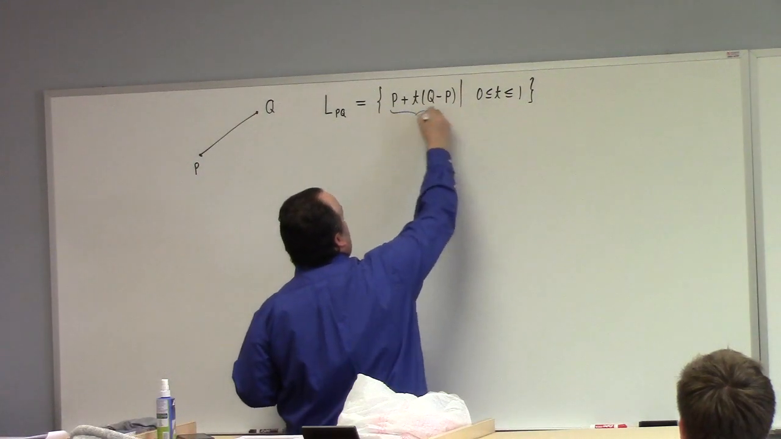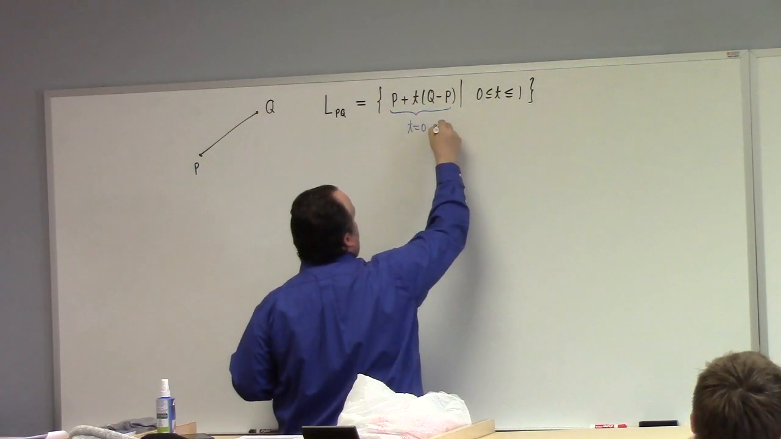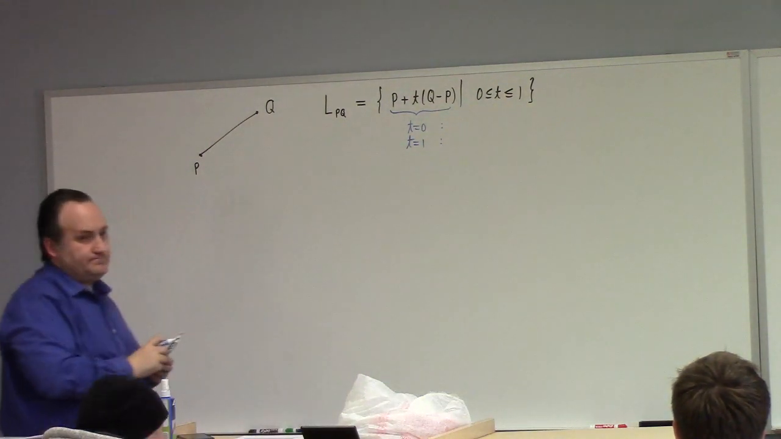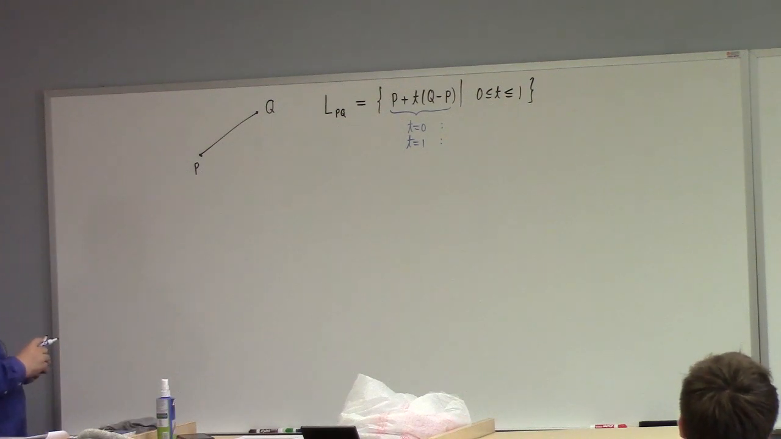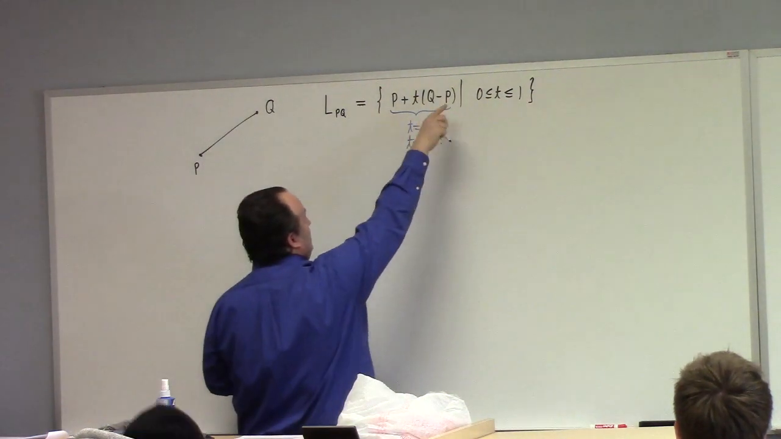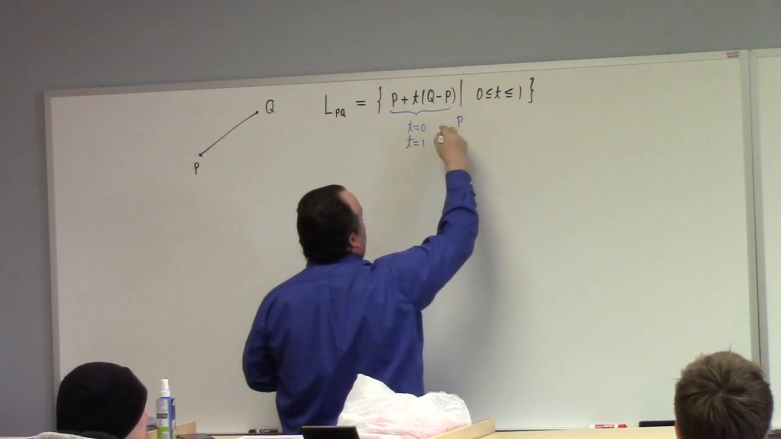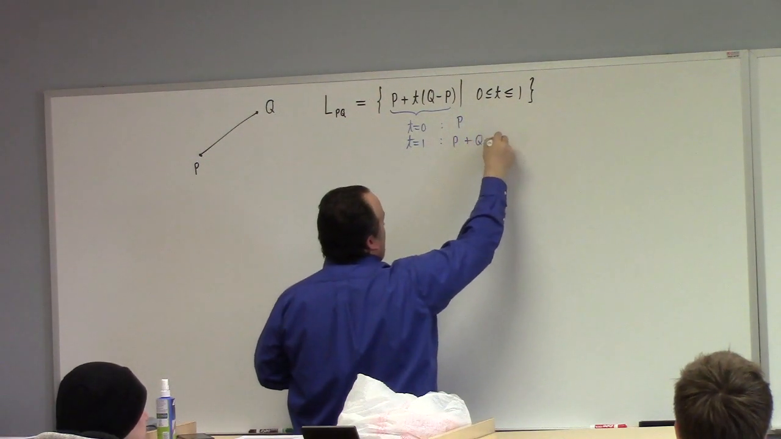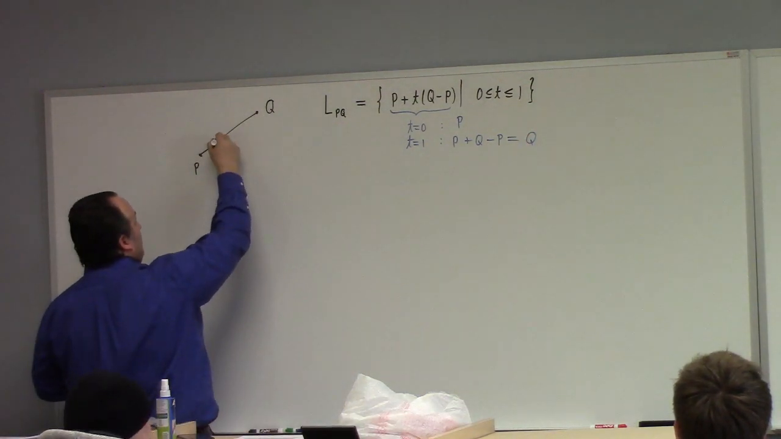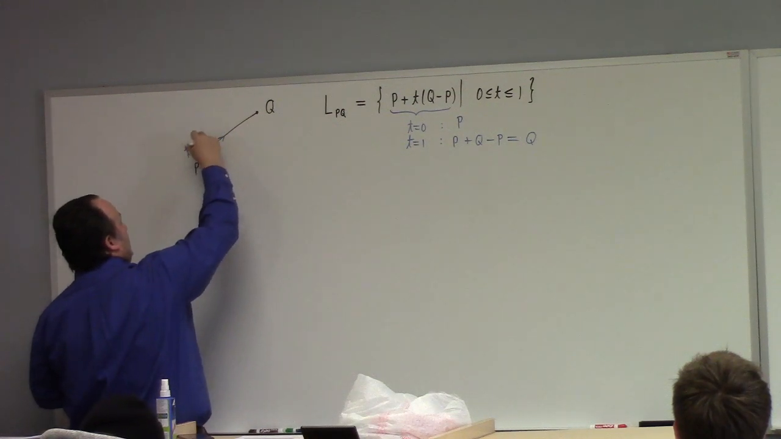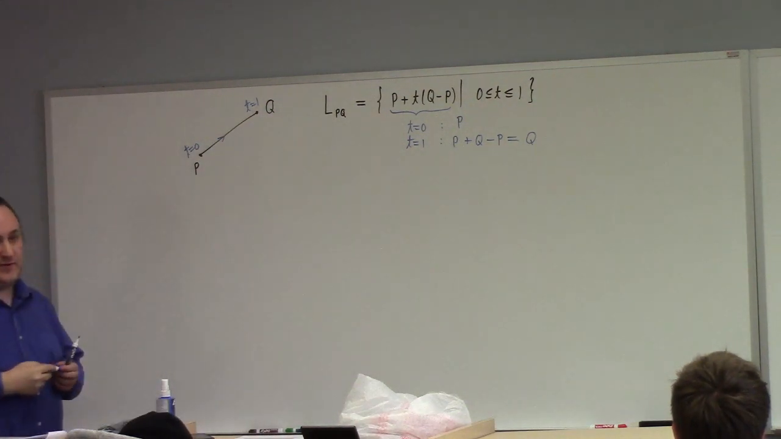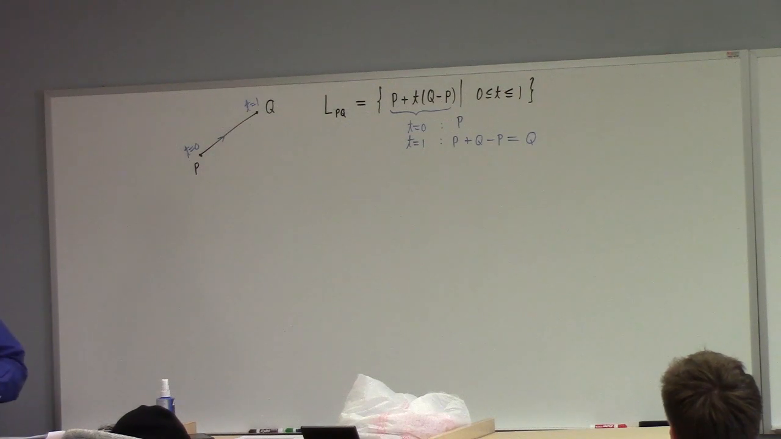See how this works? T equals 0 gives us what? T equals 1 gives us what? Plug T equals 0 into this formula, what happens? You get P. Plug T equals 1 into it, we get P plus Q minus P, also known as Q, right? So this is the standard parameterization that goes from P to Q. It puts T equals 0 here. It puts T equals 1 up here, and then T ranges between 0 and 1 between these two points. If I want to parameterize a line segment, this is my go-to formula. All right?